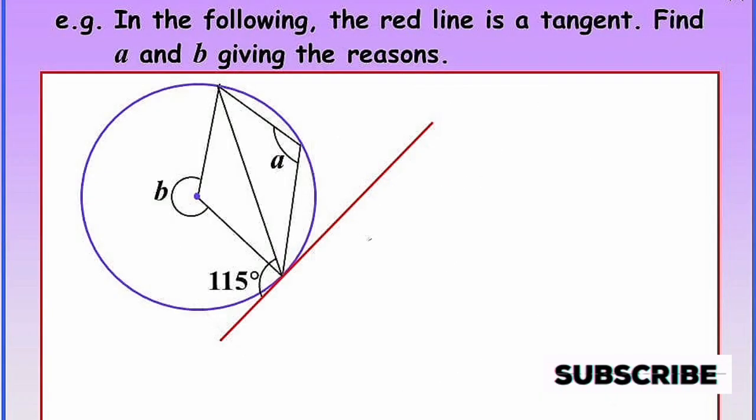And then finally, in this case, we're asked the following: the red line is a tangent. Find A and B. And you have to give reasons, very importantly. So that tangent is very important. Remember our rule of tangents, that if an angle is formed between the tangent and the side of an inscribed triangle, then the angle formed is equal to the opposite interior angle of that triangle.